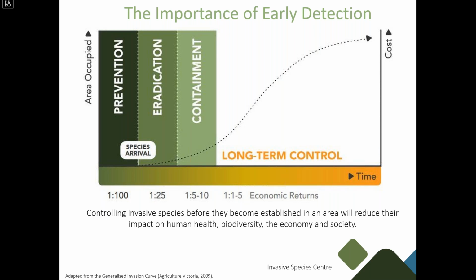This graphic here depicts the invasion curve. This is the idea of the cost and likelihood of eradication over time of an invasive species, before and after it's introduced. The most important phase of the invasion curve that we focus on is here at species arrival, both before and at species arrival, so in the prevention phase. If the most important phase to reduce harm caused by invasive species is before or at species arrival, then the earlier a detection is, the better, and therefore the more eyes on the ground, the better.